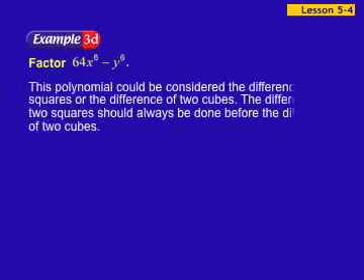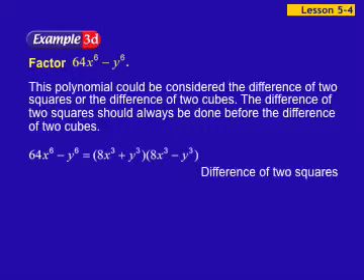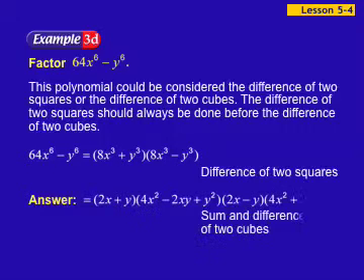Here we can notice that this polynomial could be considered the difference of two squares or the difference of two cubes. So we need to make sure that we do the difference of two squares first always. So let's do that. We'll square root each term, making sure to add and subtract. And now in our solution we've got one sum of two cubes and one difference of two cubes. So we'll follow those formulas.